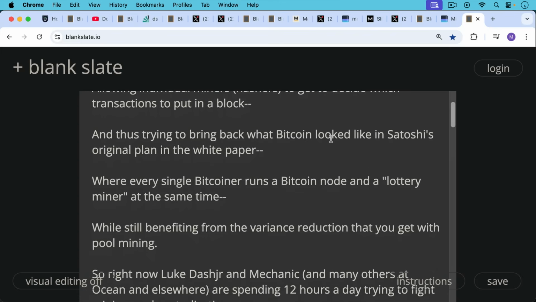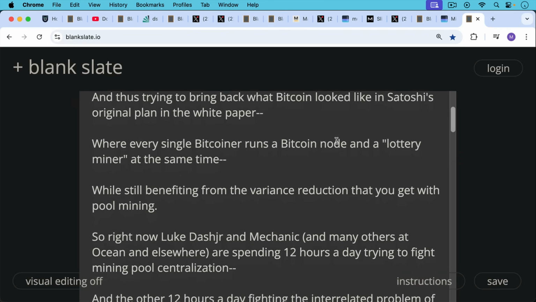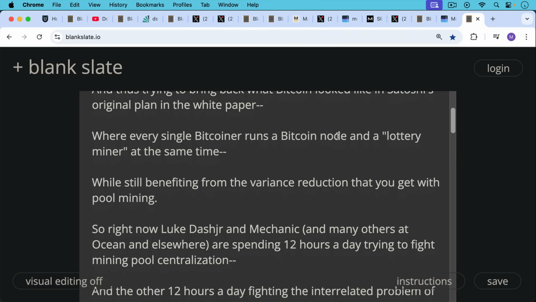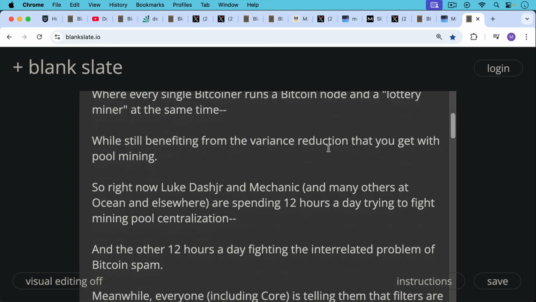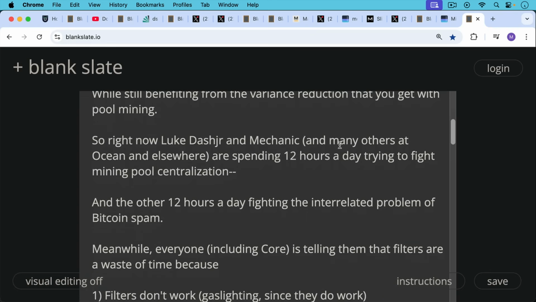This is something that Satoshi clearly did not foresee, the problem with pool mining and how the incentives work to make more and more people mine using pools. So this is what's going on right now. Luke Dashjr and Mechanic and many others at Ocean and elsewhere are spending 12 hours a day trying to fight mining pool centralization, and then the other 12 hours a day fighting the interrelated problem of Bitcoin spam.